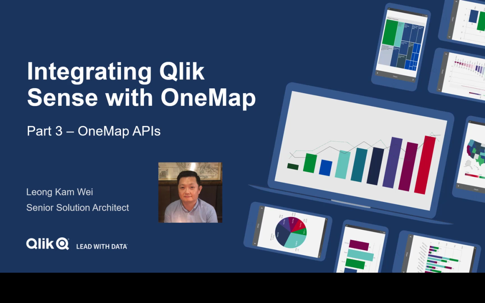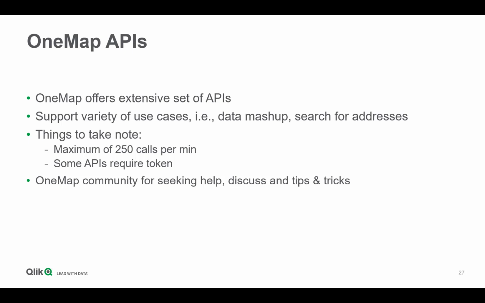Let's get started. OneMap offers an extensive set of APIs to cater for a variety of use cases. For example, you can mash up your own data with data from OneMap or search for addresses using the APIs provided. There are a couple of things to take note of when using the OneMap APIs.